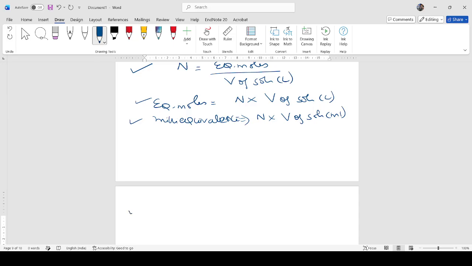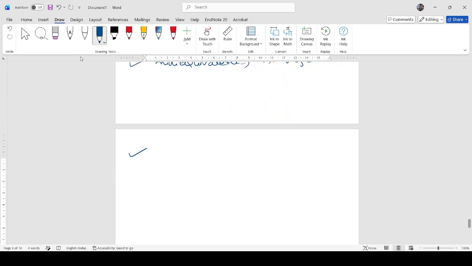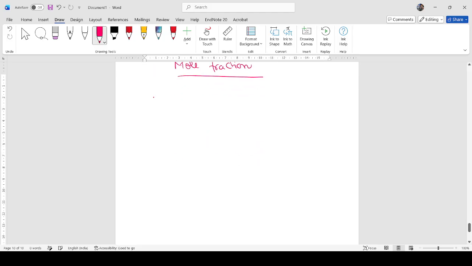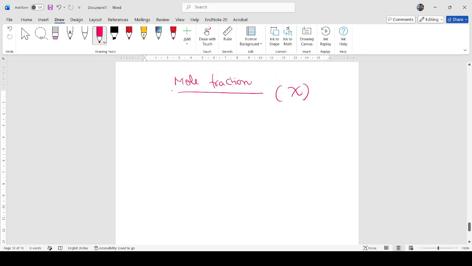The next concentration term that we have is mole fraction, which is given by the symbol chi. Now just understand the word itself. It's a fraction of a mole. That's the meaning here.